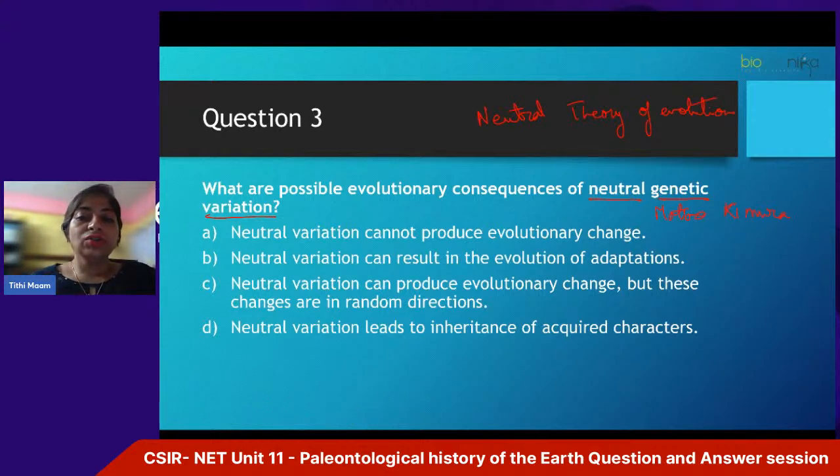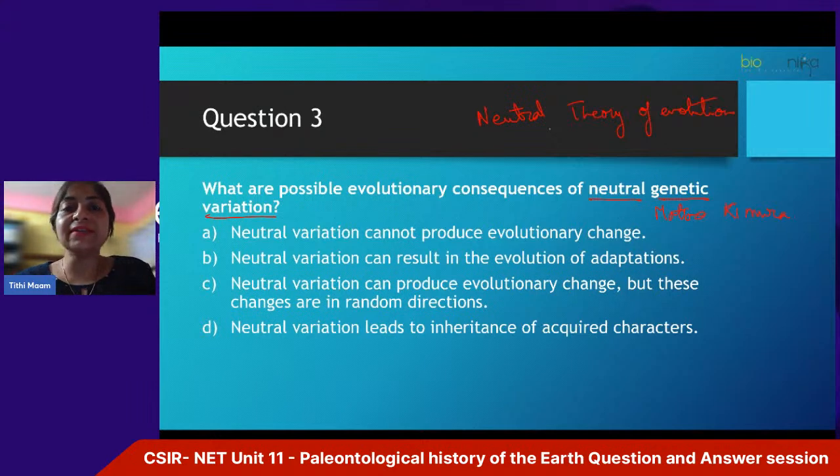Okay. So this neutral theory of evolution, what it says is it is not disregarding Darwin's theory. One thing that should be very clear to you, neutral theory does not disregard Darwin's theory. So evolution by natural selection happens. But what neutral theory says is that evolution by natural selection happens, but that is rare. Only in some cases there is evolution by natural selection.